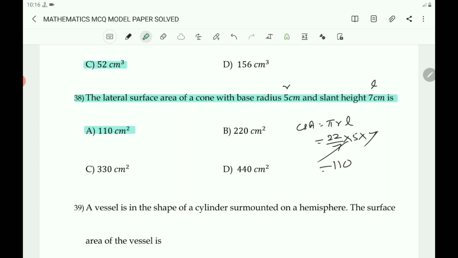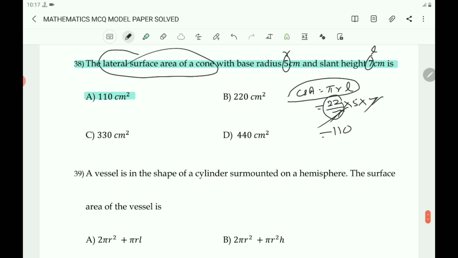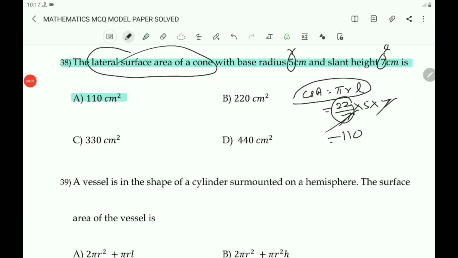You must know the formula to find the volume, total surface area, and lateral surface area of all the solids. Here the question is to find the lateral surface area of the cone. So the formula for the lateral surface area of the cone is CSA equals pi r l, and r is given 5 cm and l is given 7 cm. Then you can use the formula pi r l. 22 by 7, you must know the value. Then 7 cancels. 22 5s are 110. So then what is the answer? Option A is the answer.